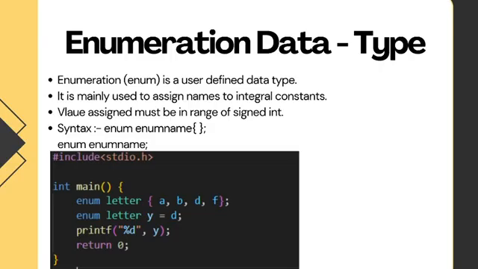Enumeration data type. Enumeration or enum is a user-defined data type. It is mainly used to assign names to integral constants. The value assigned must be in the range of signed int. The syntax of the enumeration data type is enum, then the enum name, braces, and the enum names inside, followed by a semicolon.